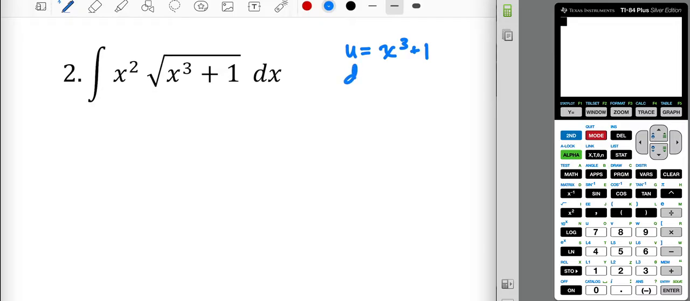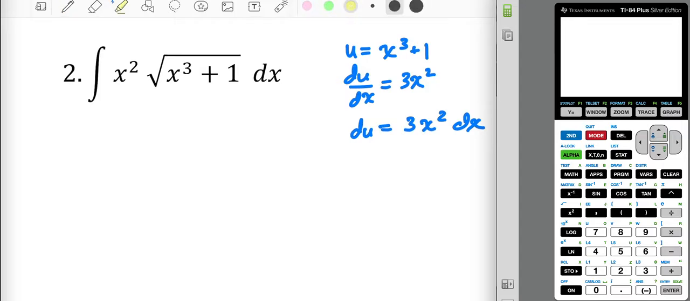Here, not too bad. du/dx is equal to 3x squared. Now, you can probably skip this step and go right to du equals 3x squared dx. The reason I say that is, if the second step after you take the derivative is to just multiply both sides by dx, then why not just do it all in one shot? So stop and take stock of what you've done. We replaced the x cubed plus 1 with a u. So now I have a radical u.